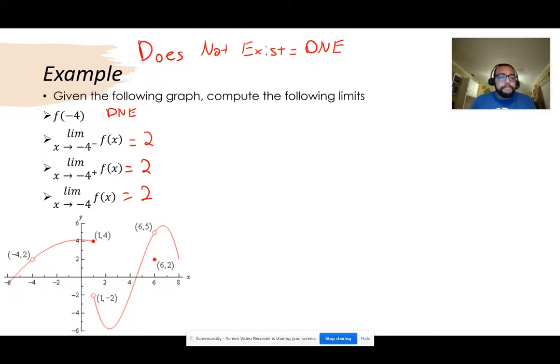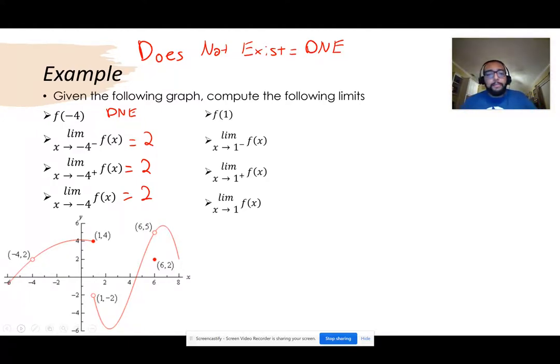Biggest thing again, yes, f of -4 does not exist. That is true. However, the limit as x approaches -4 does exist. That is positive 2. The limit does not care what happens at that point, it only cares what's happening around the point. Let's look at another example: f of 1, the limit as x approaches 1 from the left, from the right, and then just 1 altogether.